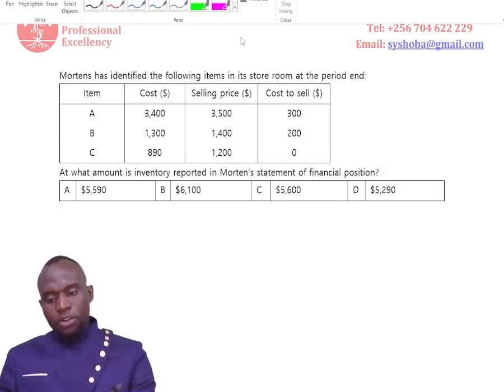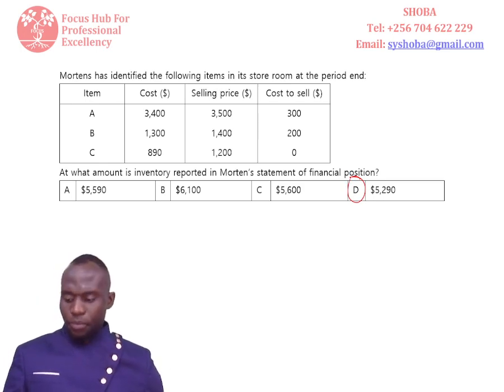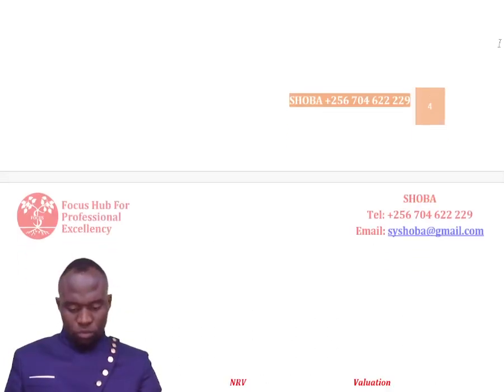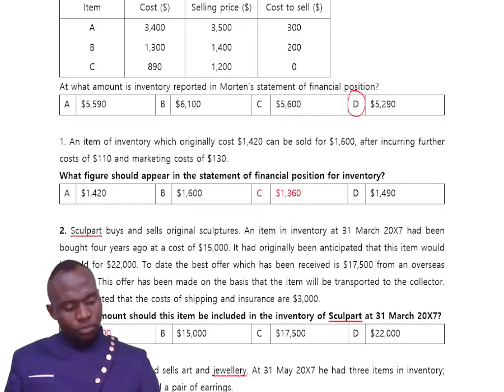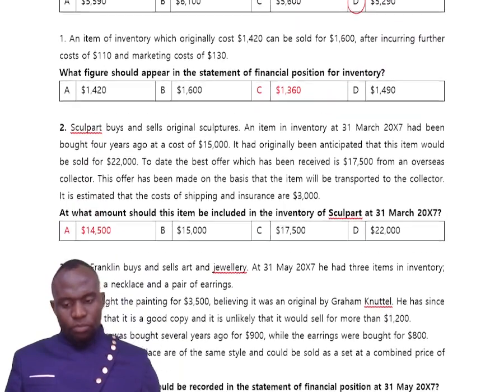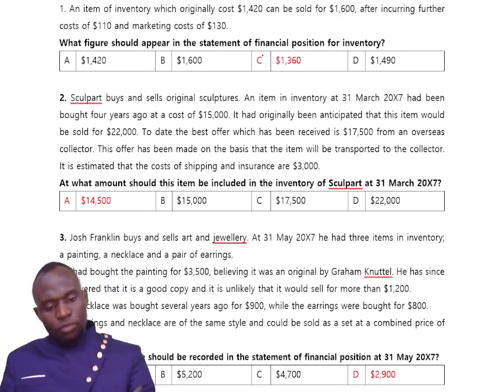So pause me and try out this next question, but the answer is D. Try out this other question, and the answer is C.